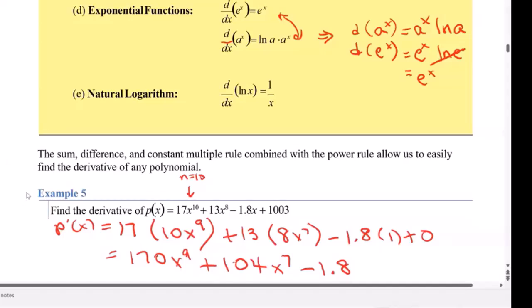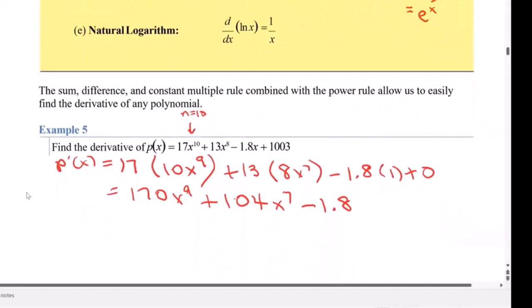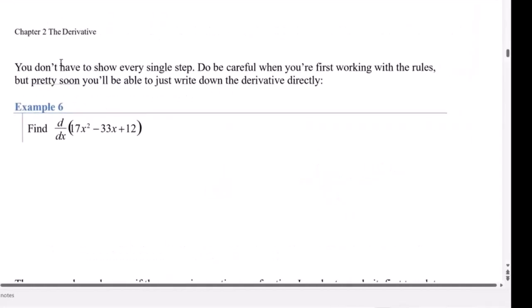Not too bad. We just used the constant rule, the constant multiple rule, and the power rule. Let's look at some more examples. You don't have to show every single step. Do be careful when you're first working with the rules, but pretty soon you'll be able to just write the derivative directly. So again, f prime or d of this dx means exactly the same. I'm just using that for shorthand.